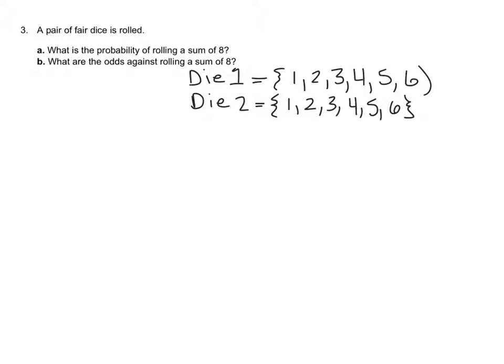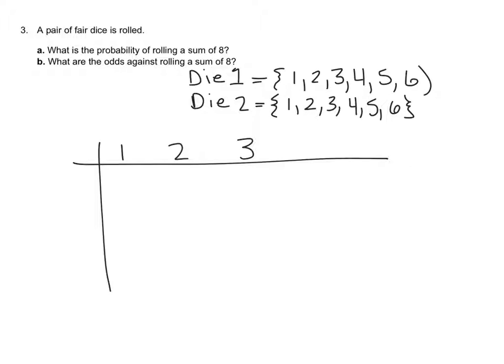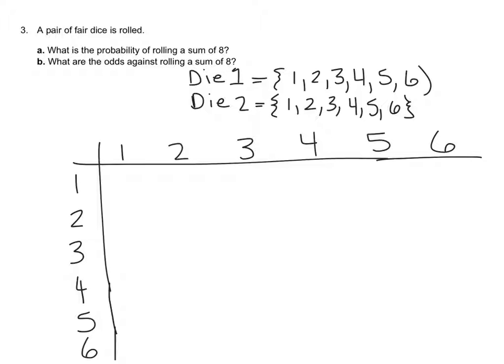Now to write my sample space of all outcomes of rolling a pair of die, I'm just going to create a chart. And the columns of my chart are going to represent the outcomes or choices of dice 1. So I have 1, 2, 3, 4, 5, and 6. And then my rows are going to represent dice 2. So I have 1, 2, 3, 4, 5, and 6. Now I'm going to list the outcomes in the middle of the chart.